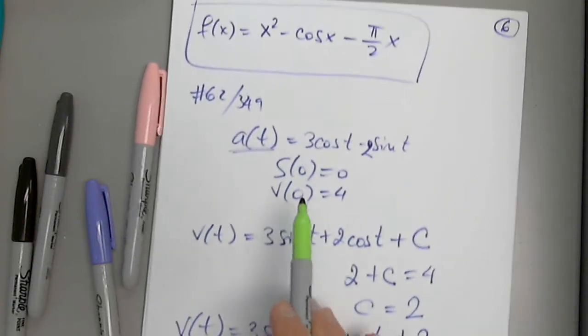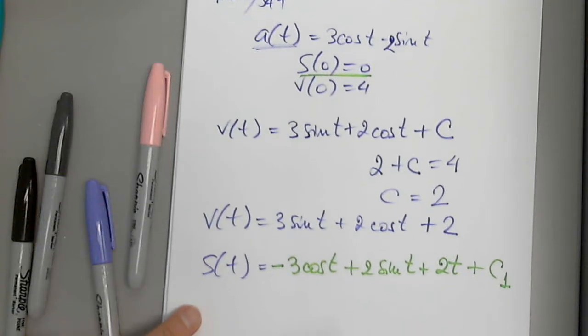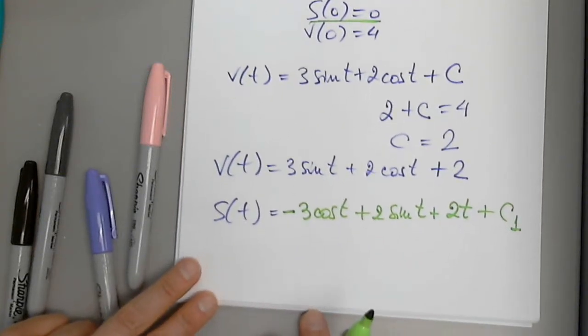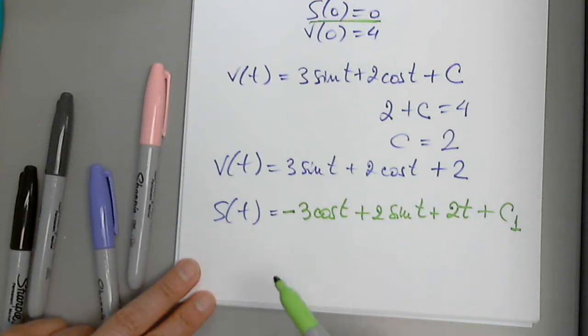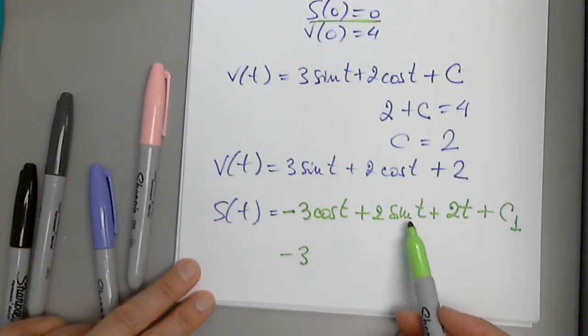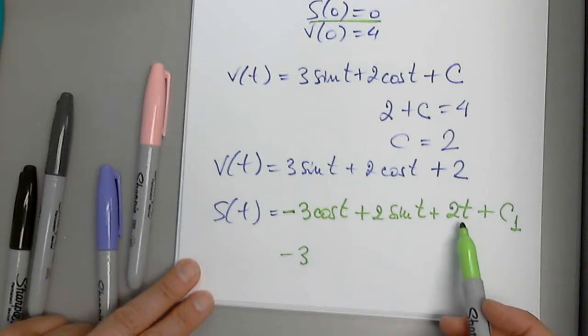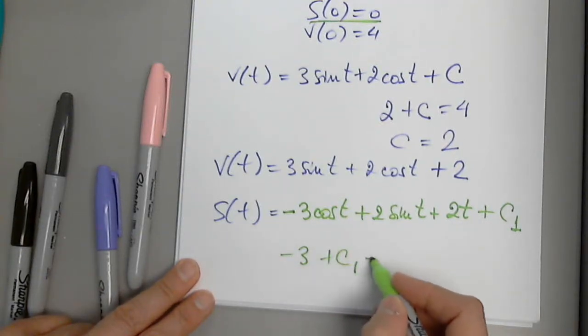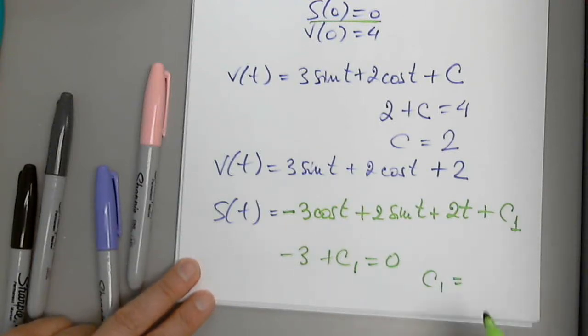Good. And now we are given that s of 0 is 0. So how much is cosine 0? Very good, negative 3. How much is sine 0? Perfect. How much is 2 times 0? So plus c1 equals 0. How much is c1? 3. Very good, awesome.